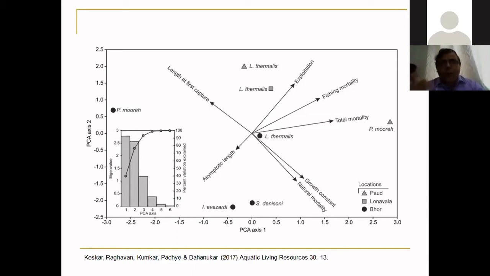Check how much variation your principal components are explaining, and then only use it. If your principal components are explaining more than 50% of the variation, then there is some sense in using principal component analysis. If it is not showing much variation in your data, do not use it. So the scree plot over here is very, very important. You have to look at the scree plot.